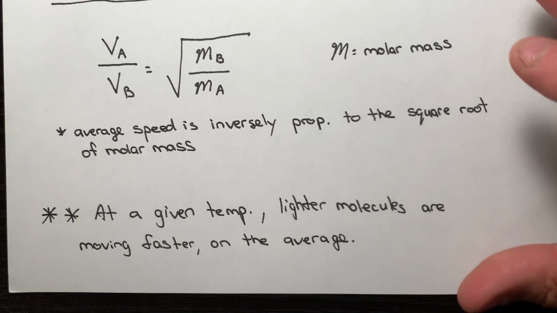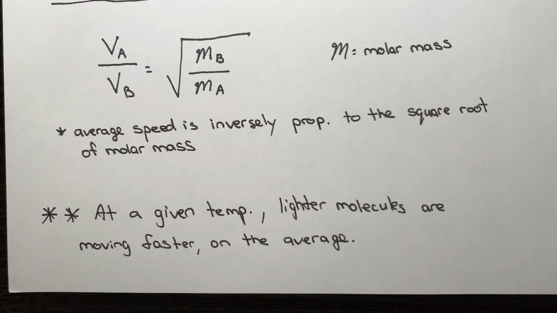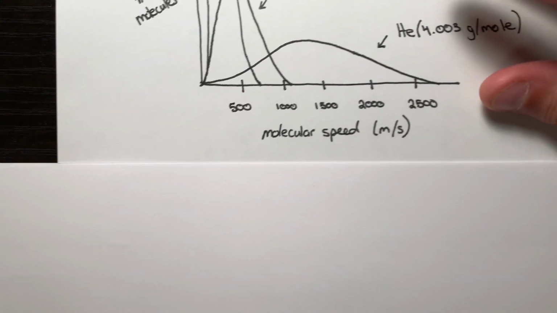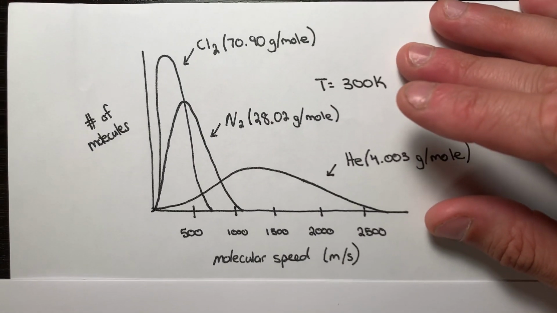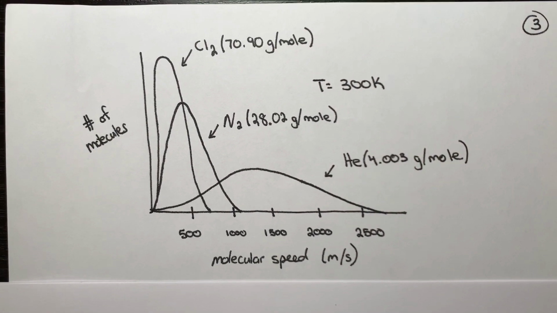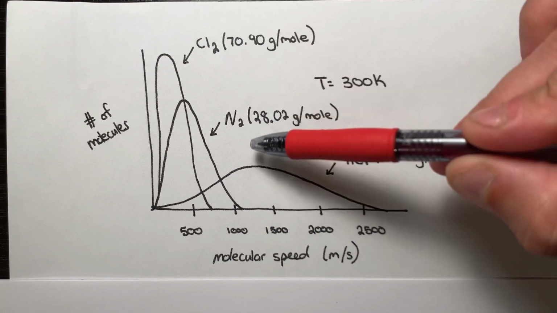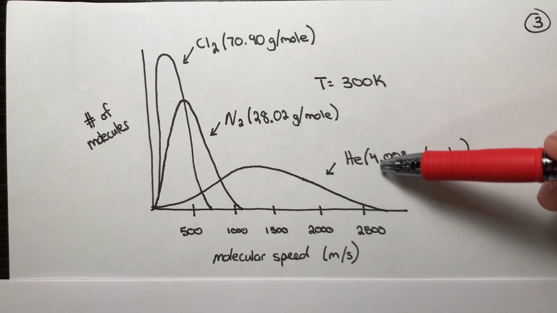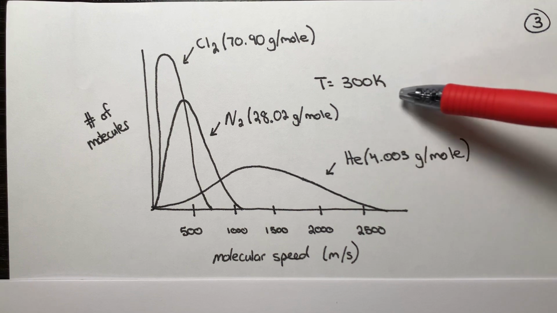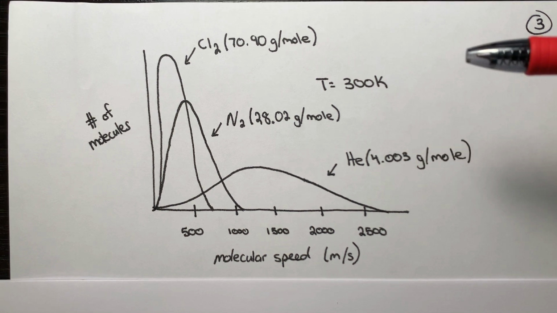Okay, let's revisit these Maxwell-Boltzmann distribution curves for a moment here. And let's try to not just evaluate one gas at a range of temperatures, but what if we were to take a look at a scenario where we're given three different gases, say molecular chlorine, molecular nitrogen, and helium here, all at the same temperature, right? So in this case, 300 Kelvin.